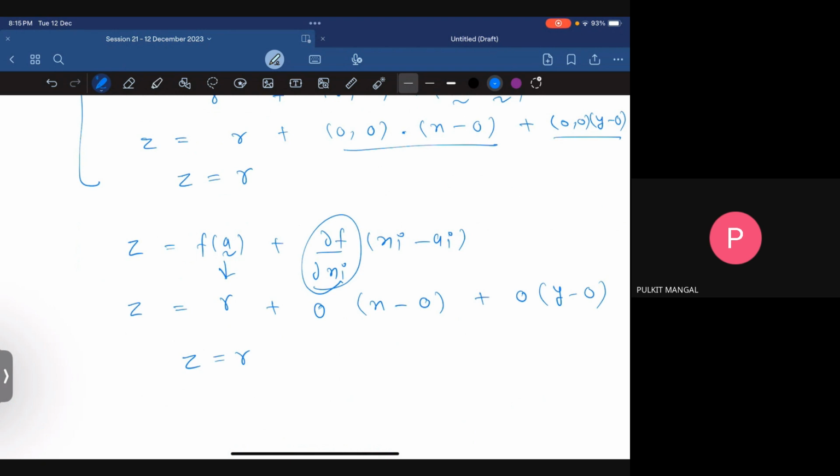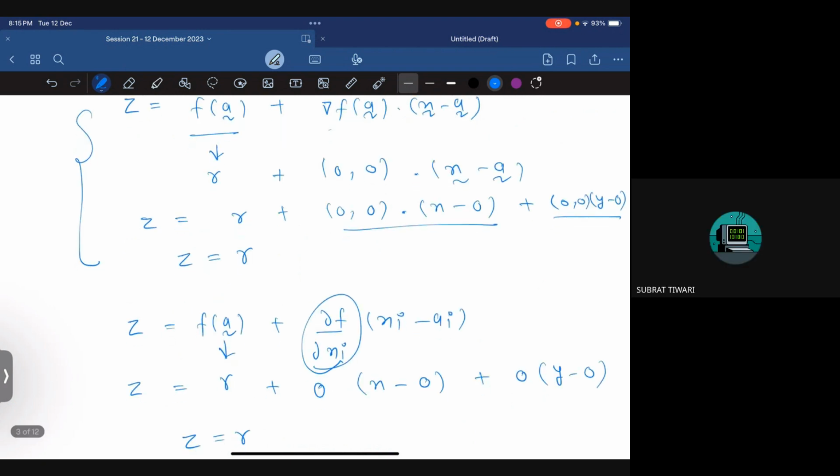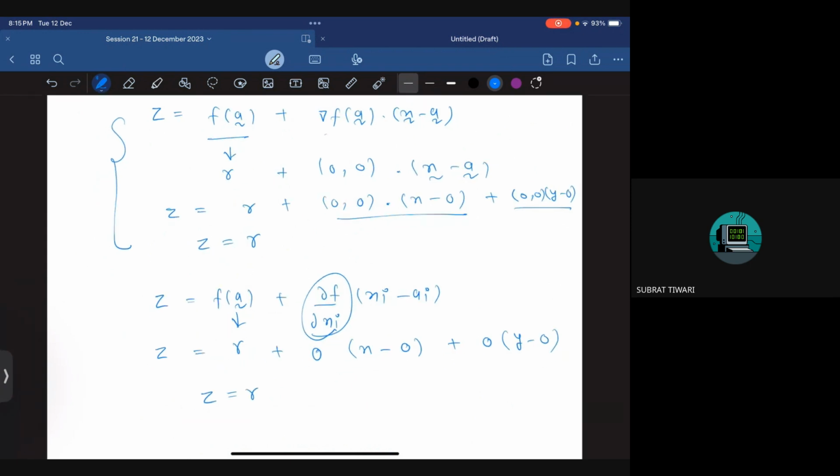Any doubt in this question? Sir, can you please scroll up a bit? Yeah. Sir, this first explanation of solving this z, can you please explain this part once again?